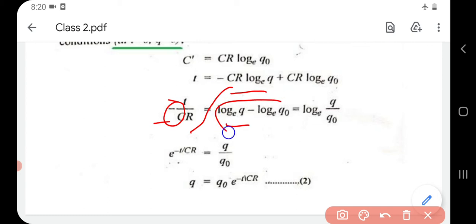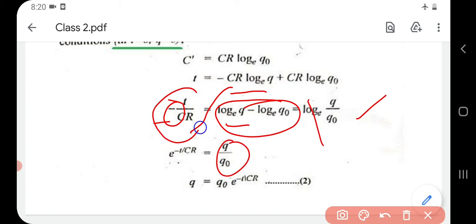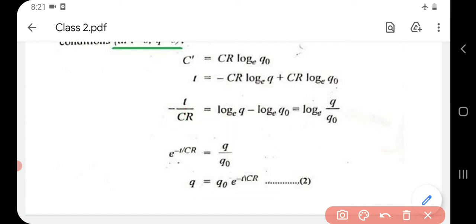So this is of the form log a minus log b, that is nothing but log a by b. So it will become log of Q by Q0. So when this log goes, it will become Q by Q0, whereas this left-hand side will become e raised to minus t by CR. From that you just rearrange and you get the value of Q as this. This is your equation 2.